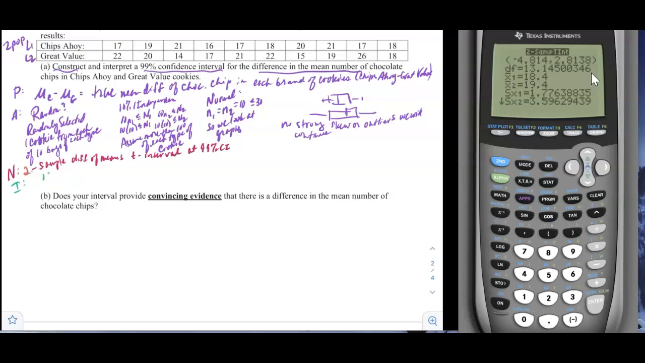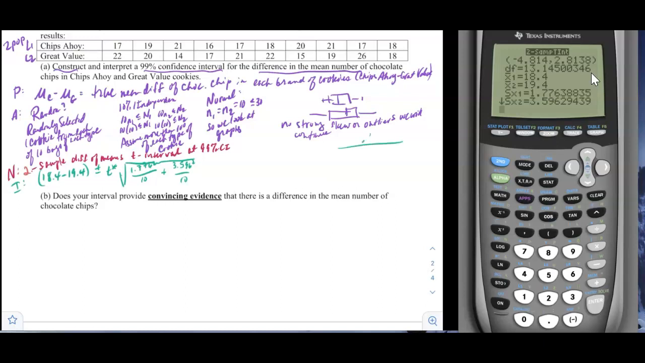So we're going to start out with 18.4 minus 19.4. Then we're going to do plus or minus a T star. And then we're going to have to do the 2 standard deviations. So the first standard deviation is 1.776 squared over 10. And then the other one is 3.596 squared over 10. And we have to go and figure out what the T star value is.